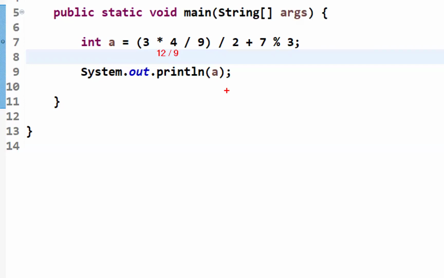9 ones are 9. How much is remaining? 3. That is the remainder, but we don't want the remainder. What we want is the quotient. The quotient is 1. Then what is the output of this entire expression, folks? It's 1. This is totally 1.